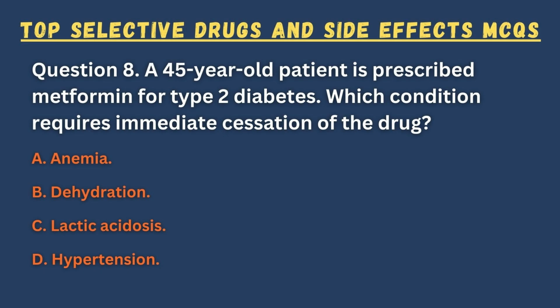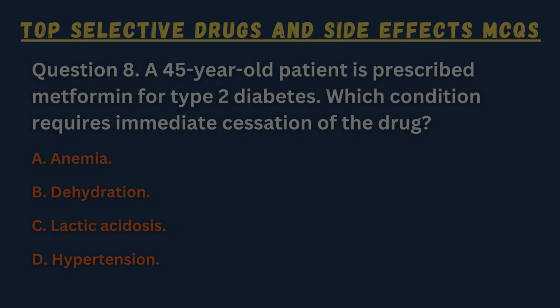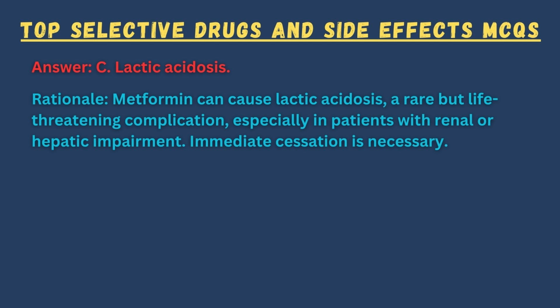Question 8. A 45-year-old patient is prescribed metformin for type 2 diabetes. Which condition requires immediate cessation of the drug? A. Anemia. B. Dehydration. C. Lactic acidosis. D. Hypertension. Answer: C. Lactic acidosis. Rationale: metformin can cause lactic acidosis, a rare but life-threatening complication, especially in patients with renal or hepatic impairment. Immediate cessation is necessary.